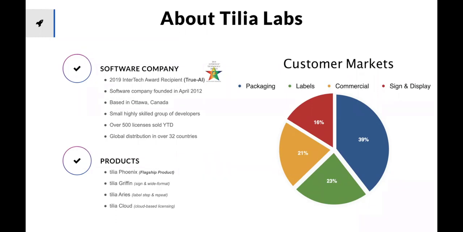What we're going to focus on is our flagship product, Phoenix. We also have Tilia Griffin, which is a subset of Phoenix, which we developed specifically for the sign and wide format space. And we also have a product, Tilia Aries, which is also a subset of Phoenix. It is focused around label step and repeat. We had webinars that covered those products. You can get in touch with our sales team or check out our YouTube channel to see those.